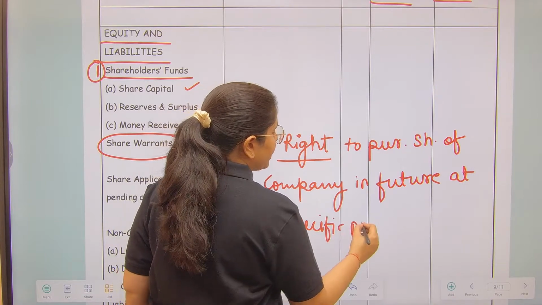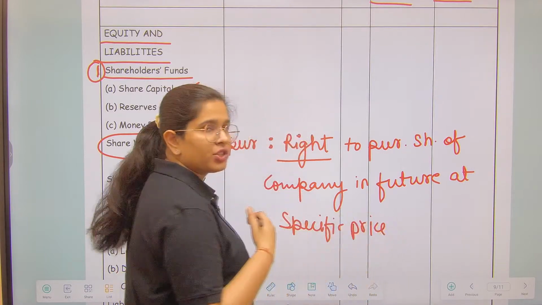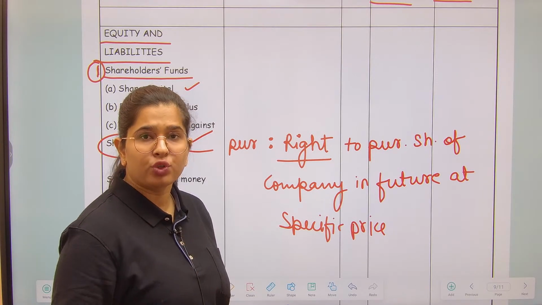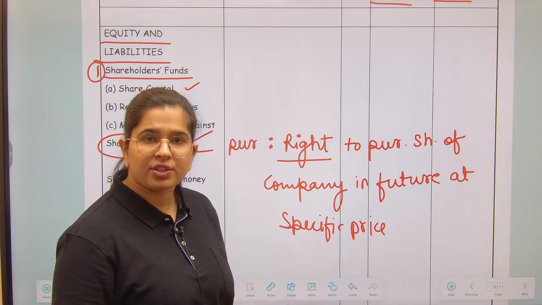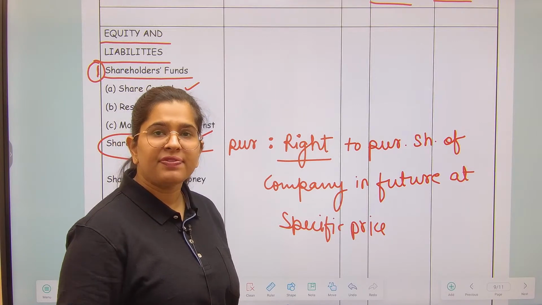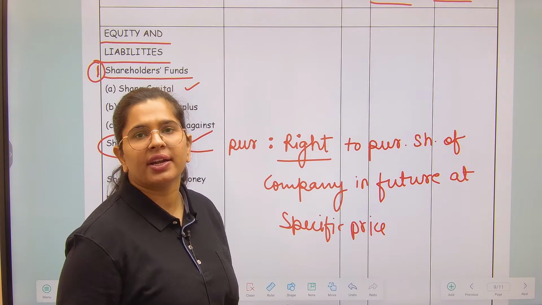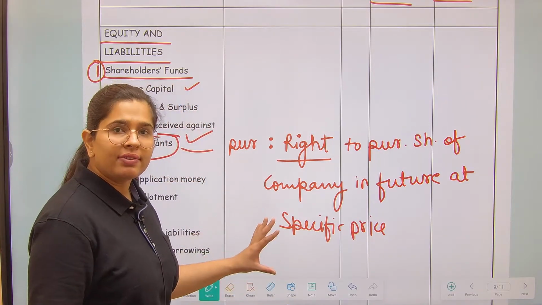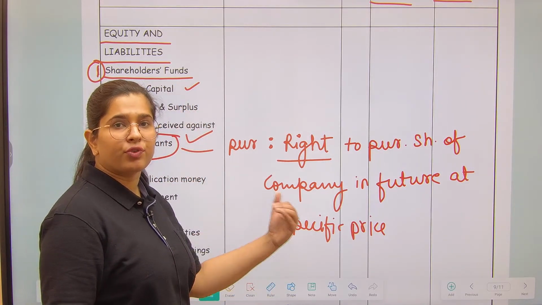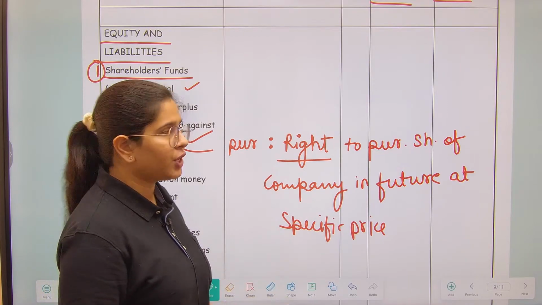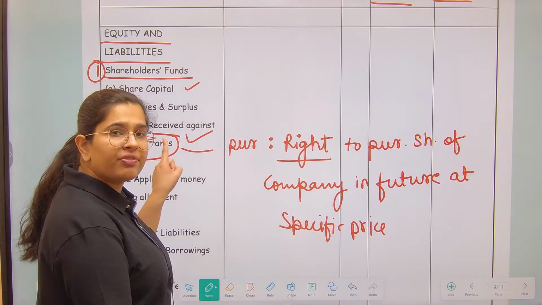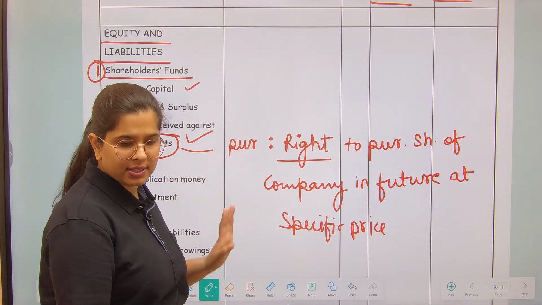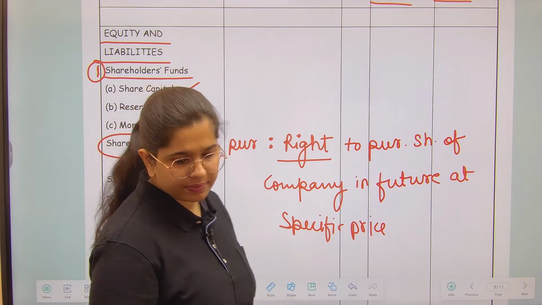So what does it mean? Suppose I purchase a share warrant of Tata for 50 rupees, that means in future I can purchase shares of Tata at a specified price of 500 rupees. So this is the meaning of share warrant. Whatever amount you have received from the investors in the form of share warrants, you are going to reflect over here, money received against share warrants. Understood this?